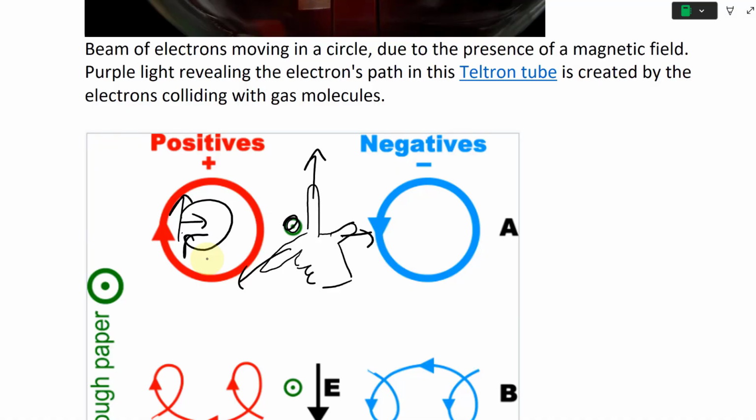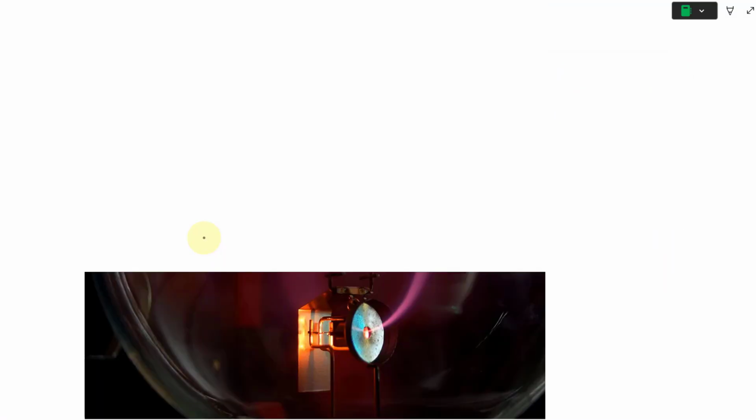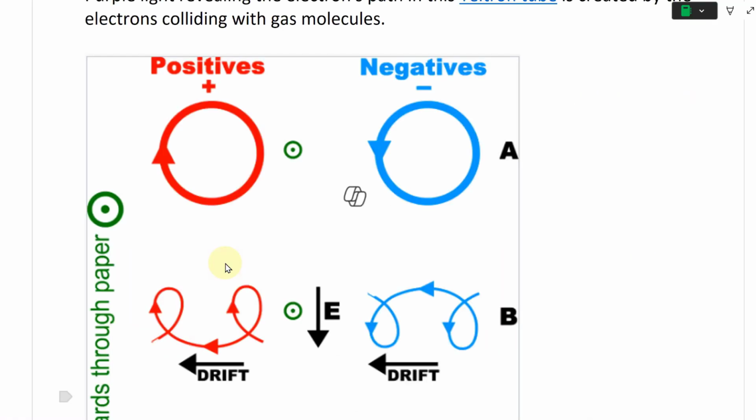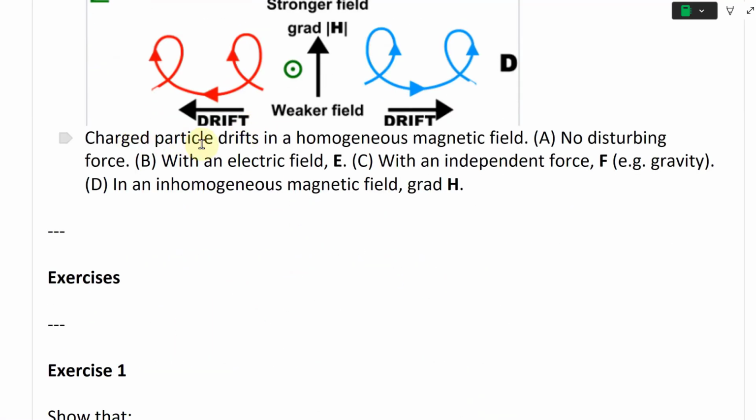If it's a negative charge, it's the reverse setup. It rotates the other way because the force is acting on the other side. Hopefully you grasp that, and then reverse it with your left hand. So this loops around in a circle. A charged particle drifts in a homogeneous magnetic field. In A, with no disturbing force, it just loops in a circle.